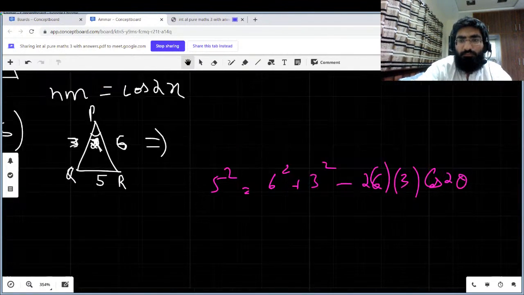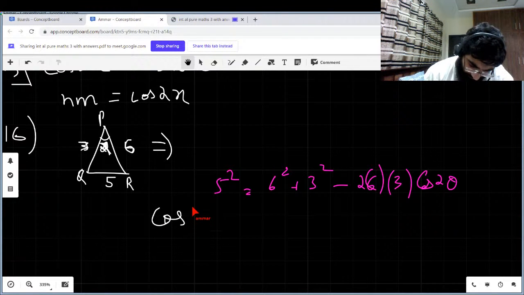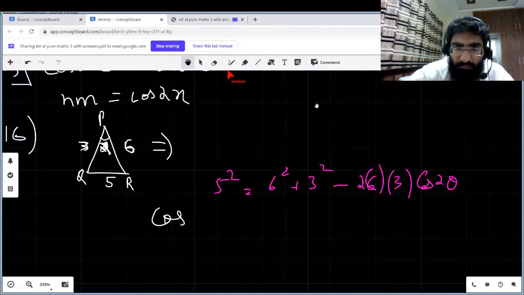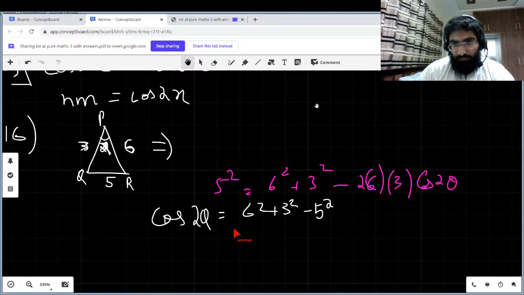Don't you know the direct formula by heart without doing this? It would become 5 squared, it's cos 2 theta. I thought it was cos theta. No, the angle PQR is given as 2 theta. Ah, yes. So cos 2 theta is equal to 6 squared plus 3 squared minus 5 squared divided by 2 into 6 into 3.